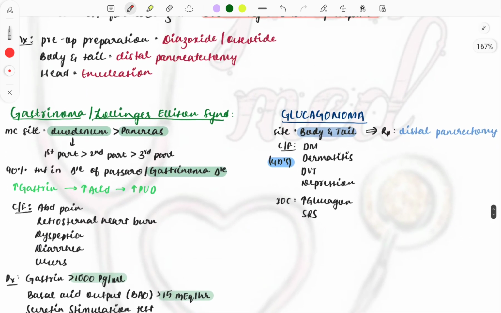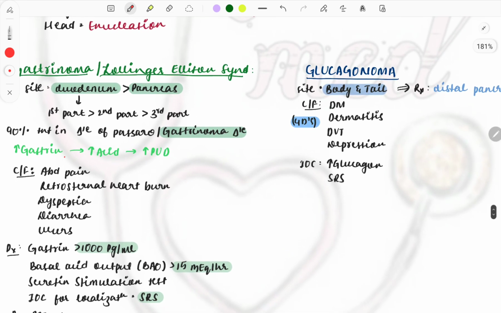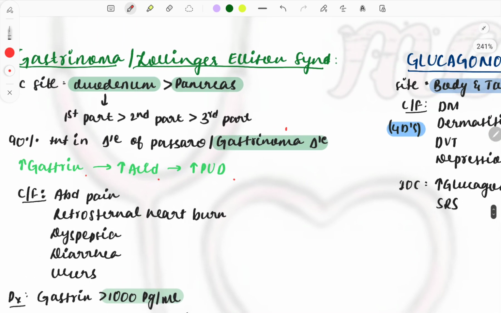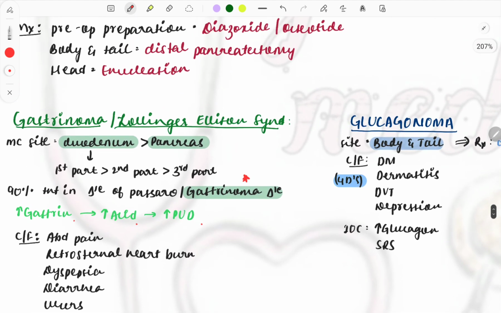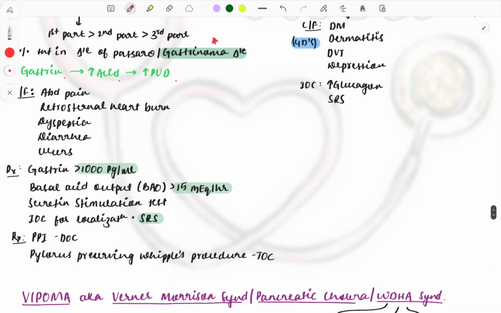Then the gastrinoma, Zollinger Ellison syndrome, which is also called the gastrinoma. So there will be increased levels of gastrin causing increased acid, causing peptic ulcer disease. It arises from the gastrinoma triangle, and this is the site. Duodenum is the most common site for the gastrinoma. So these are the clinical features. Whenever you see increased acid, you can see retrosternal heartburn, dyspepsia, diarrhea, and the ulcers.